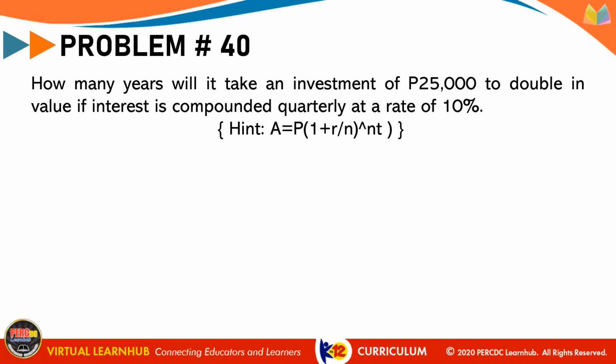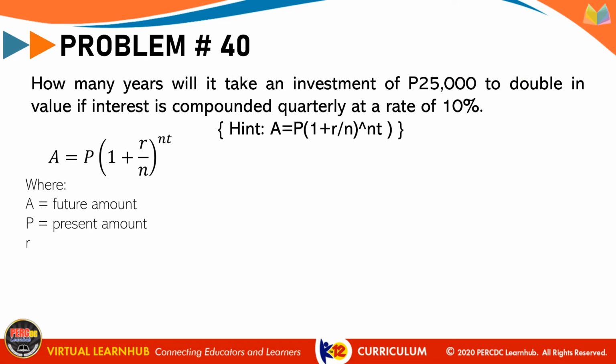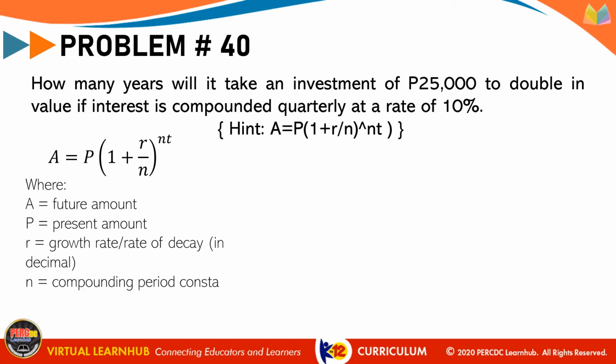Problem number 40. How many years will it take an investment of 25,000 pesos to double in value if interest is compounded quarterly at a rate of 10%? Hint, A equals P times 1 plus R over N raised to NT. Again, this is our general formula. A equals P times the quantity 1 plus R over N raised to NT, where A is the future amount, P is the present amount, R is the growth rate or rate of decay in decimal, N is the compounding period constant, and T is the number of compounding years.